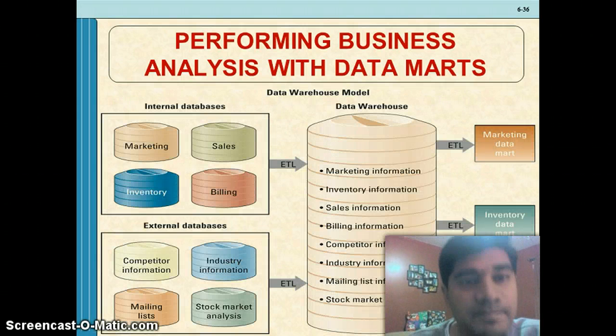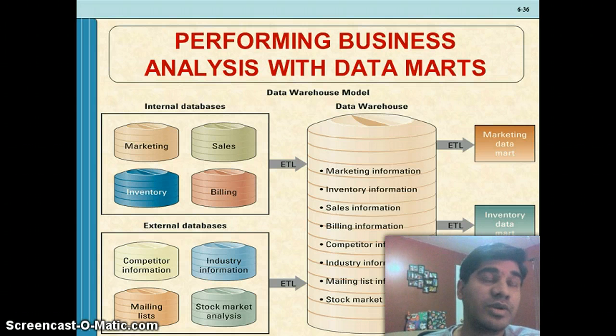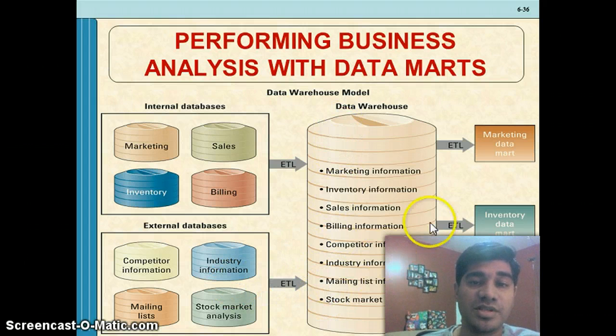Okay, moving on. We talked about the internal databases. We talked about external. The internal can be marketing, sales, inventory, billing information. On the other hand, the external databases can be competitor information, industry information, and other external pieces of information. The ETL is applied to that data and then it gets stored in this data warehouse and then the ETL is again applied and now it goes to the marketing data mart, which is a subset of users that need that specific information.